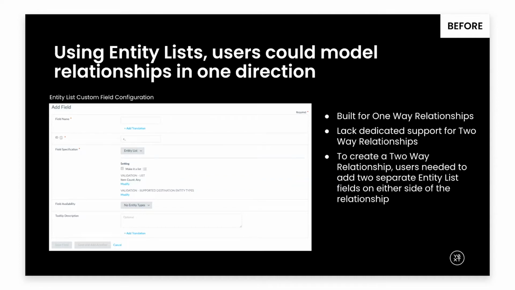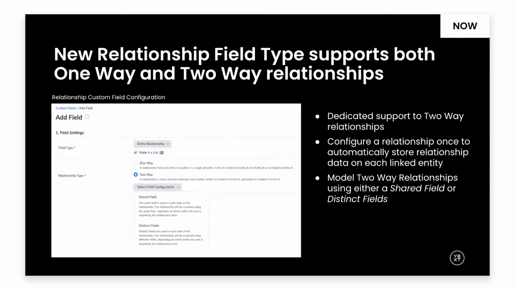So for example, if a user forgot to add both sides of a relationship while they were intending to build a two-way relationship, then they would be in trouble or run into some error. We also realized that this could be way more efficient. And so that's why with this most recent release, we introduced the relationship custom field type that now replaced entity lists. So in addition to one-way relationships, which have been long supported, with the relationship custom field type, we now have support for two-way relationships.